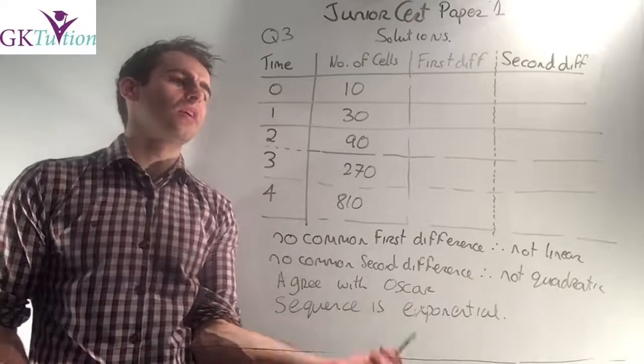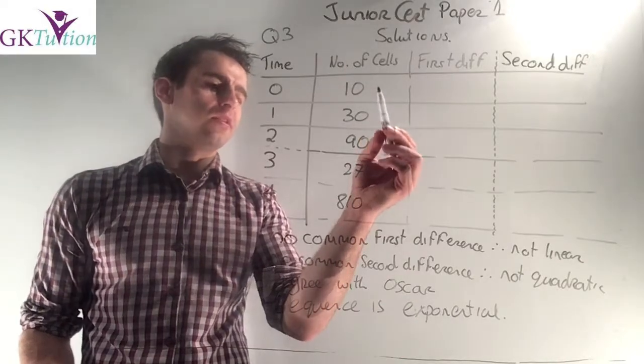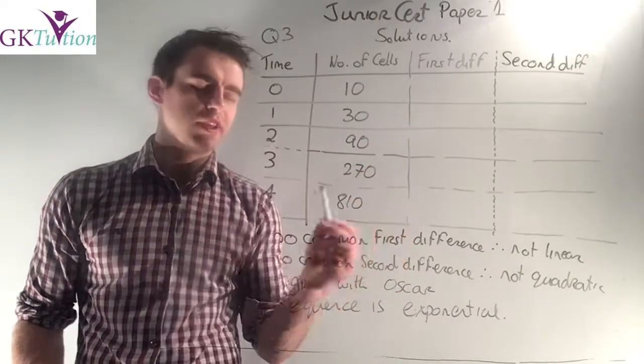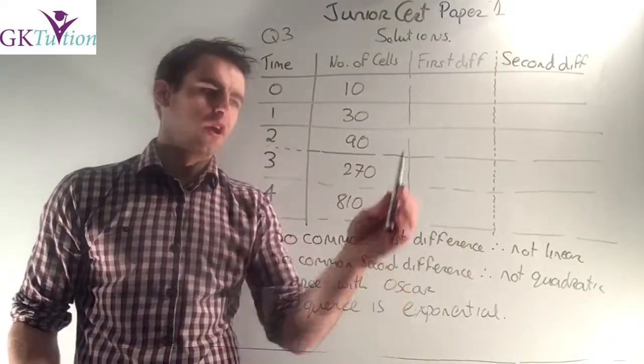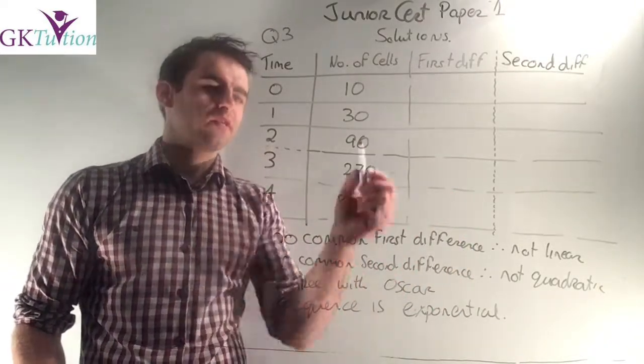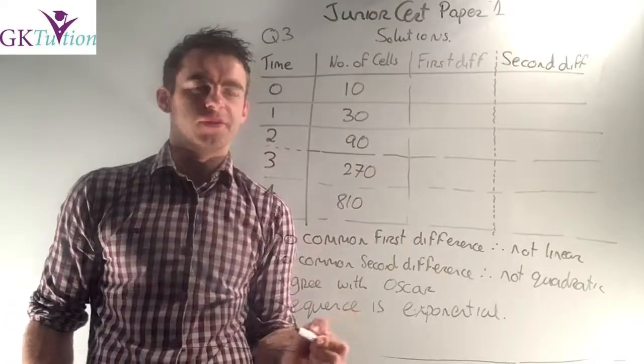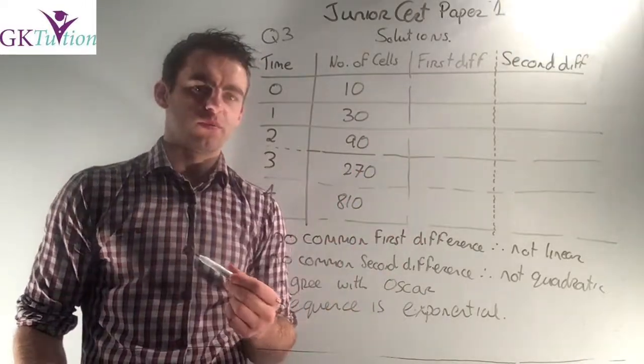Now what you need to realize is that there's 5 different values, 10, 30, 90, 270, and 810. Which means there's only 4 first differences. I don't need to fill in all 5 of these. There's 5 numbers, there's only 4 differences. So we can leave the first one blank.